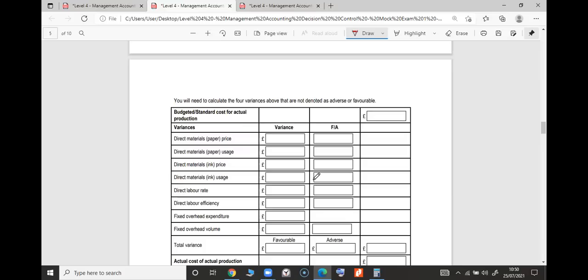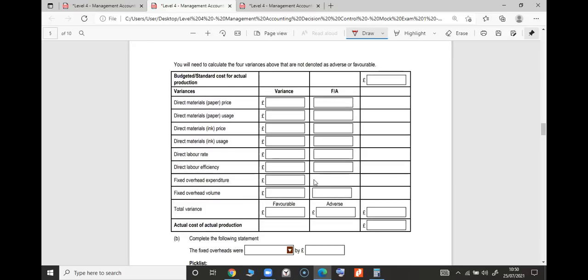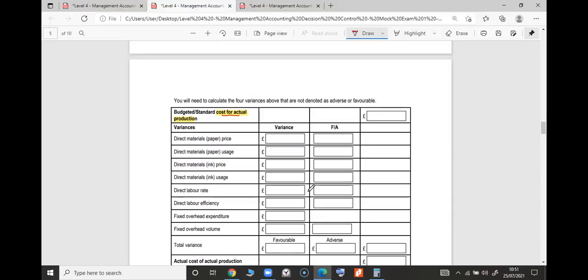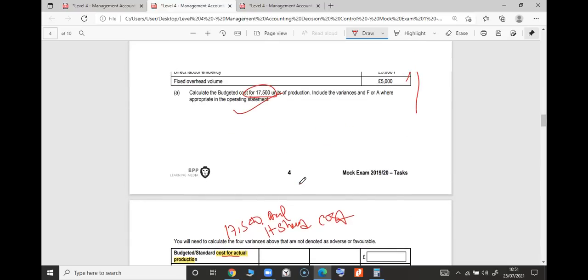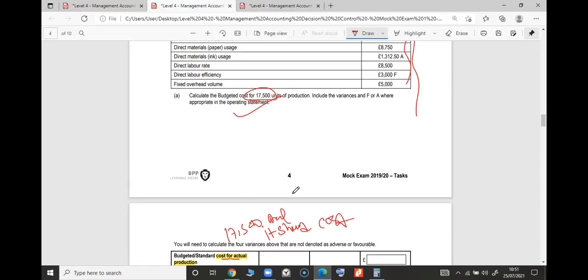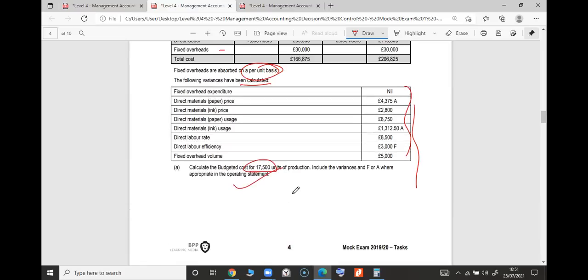What you are meant to do is the budgeted or standard cost for, can you read this carefully, for actual production. Should cost, in fact. 17,500 is your actual. How much should it cost? Should cost. How much should it cost you? And you have to take actual times the standard rate. You have to do it here.